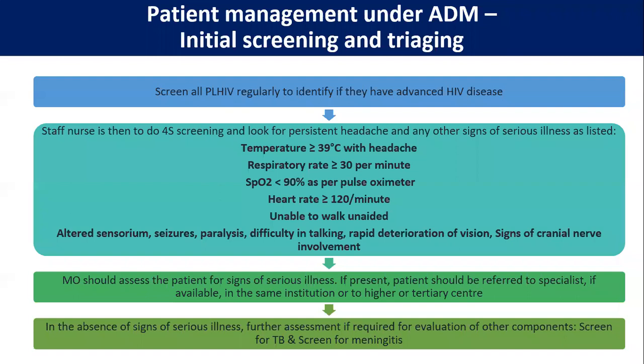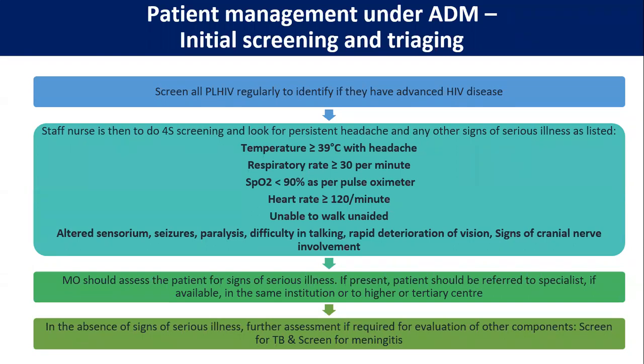So initial screening in more detail: all the PLHIV visiting the ART center are to be screened for advanced HIV disease, particularly those who are newly registered or treatment naive, and those people who have returned after becoming LFU. So the staff nurse goes for red flag screening, and the signs and symptoms of serious illness in the form of temperature, respiratory rate of more than 30, SpO2 less than 90, heart rate 120 or more, and unable to walk, and altered sensorium, seizure, paralysis, etc.